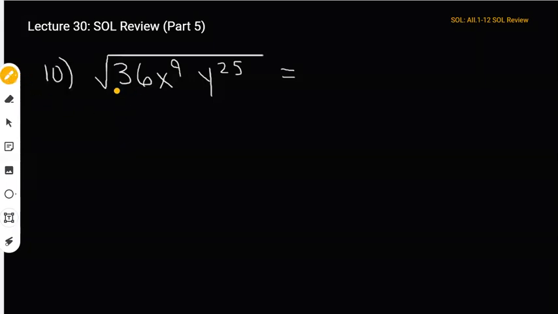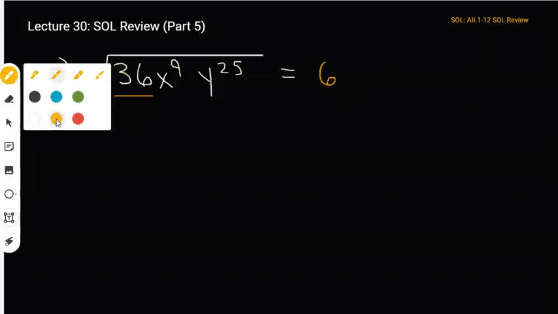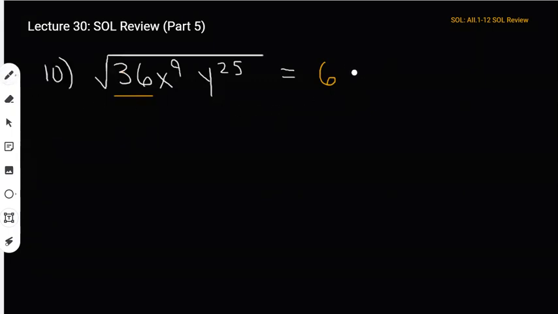The first thing that I notice is 36 is a perfect square. What's the square root of 36? That's going to be 6. So I can take the 36 out as a 6. But I'm still left with some variables on the inside. I've still got x to the 9th, y to the 25th. But we're going to take the variables out as pairs, which means we're going to divide the exponents by 2.